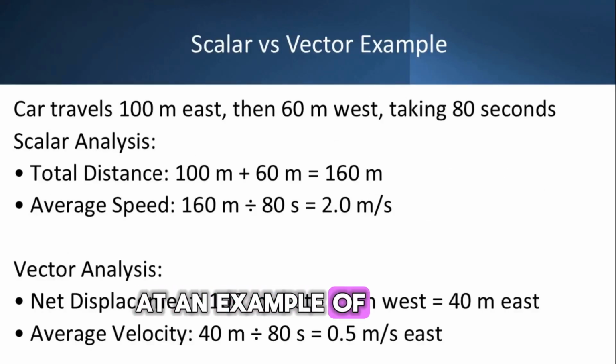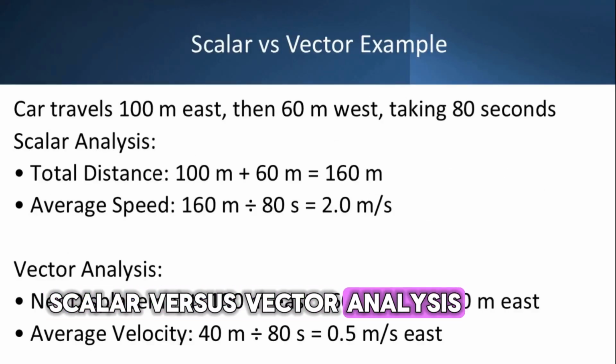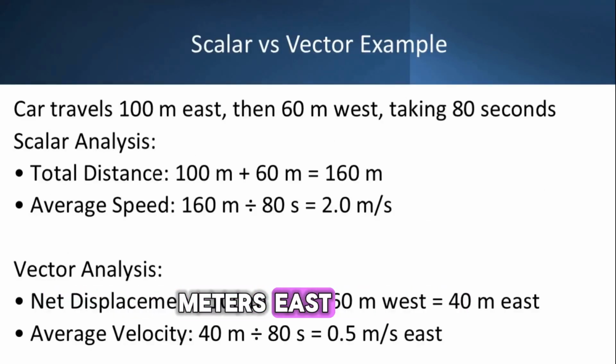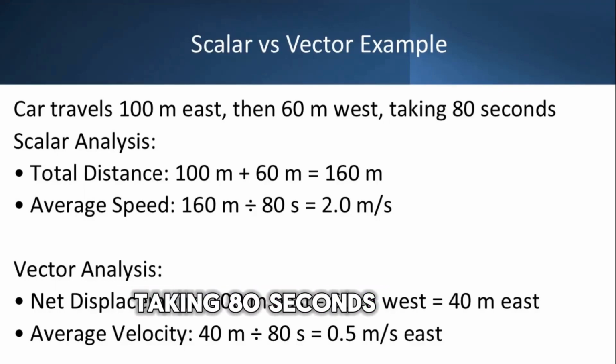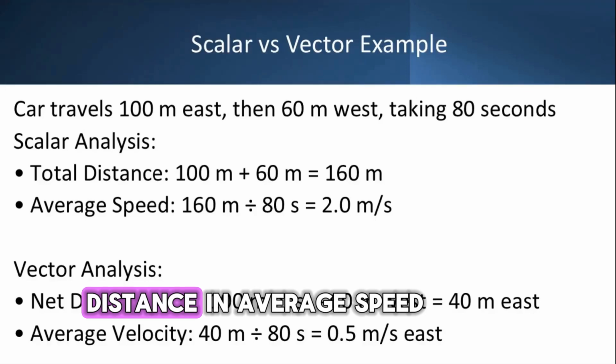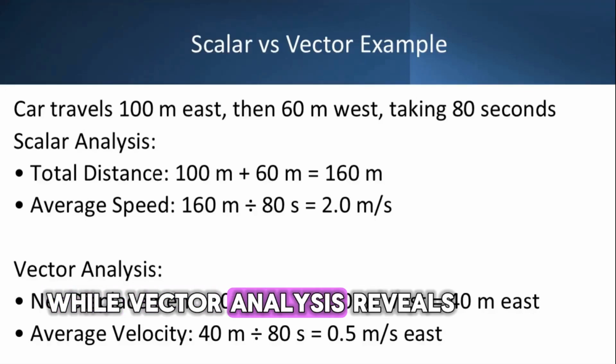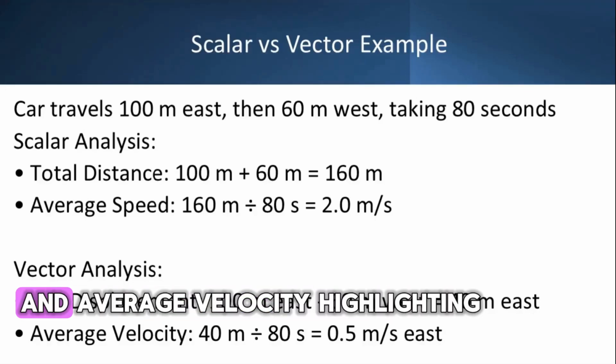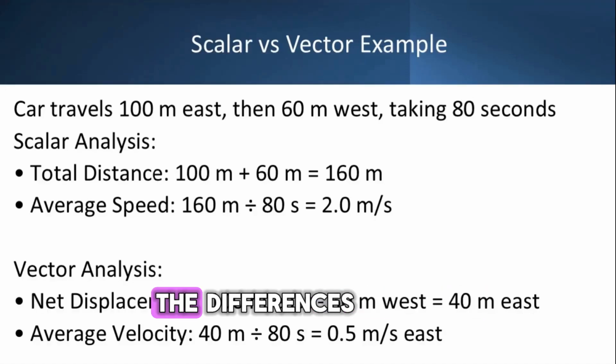Let's look at an example of scalar versus vector analysis. A car travels 100 meters east, then 60 meters west, taking 80 seconds. Scalar analysis shows total distance and average speed, while vector analysis reveals net displacement and average velocity, highlighting the differences.